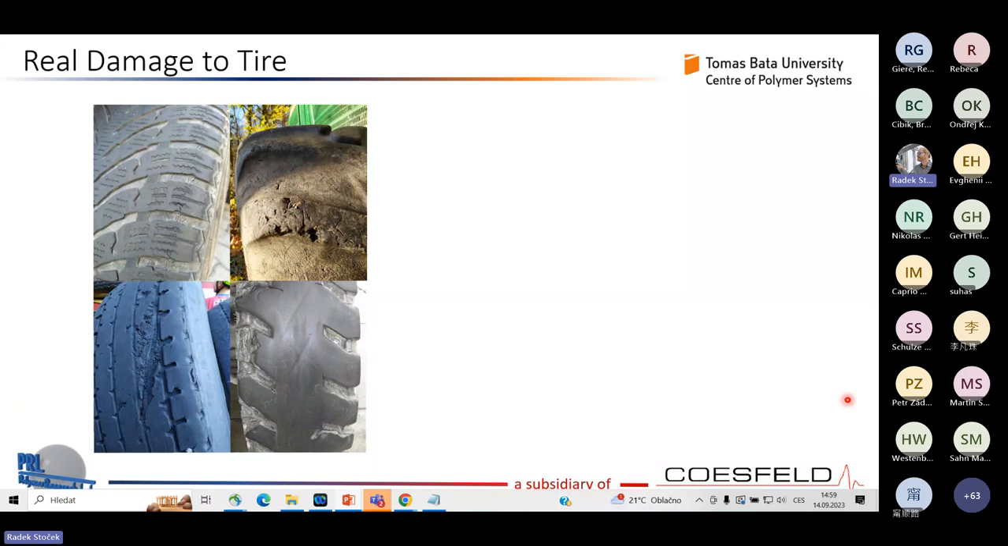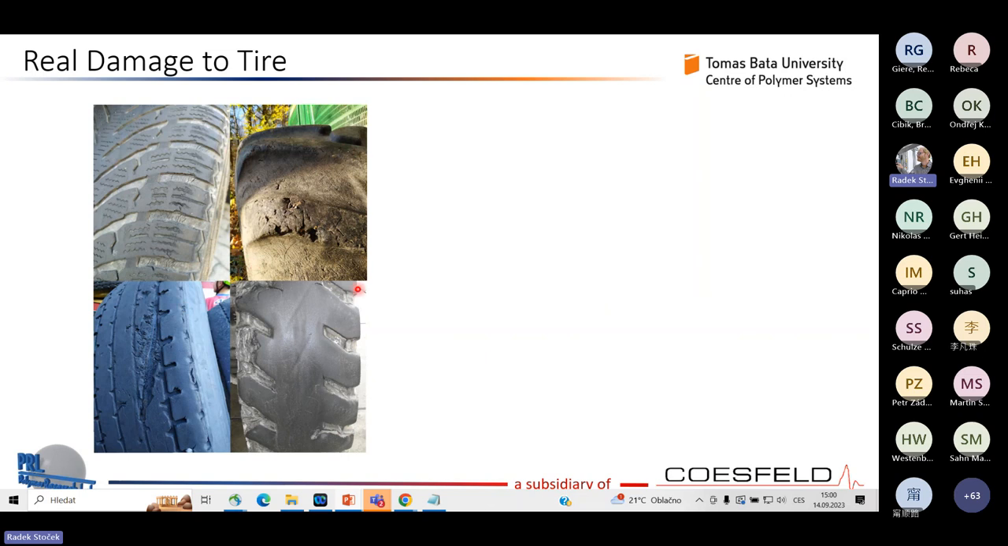Here I would like to share with you some examples of real damage to tire. These are photos of four different tire types or applications. And here on the left-hand side, we can see a personal car tire.